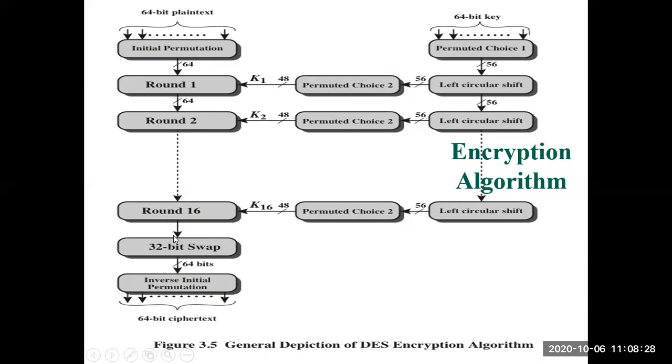Like this, it will continue for 16 rounds where we apply the 16th round key in the 16th round, and after that we do a final 32-bit swap. This wasn't done in SDES, but we are doing it here. Once we do a swap, we apply IP inverse, or inverse initial permutation, to get the 64-bit ciphertext. So everything is shown in the form of a simplified block diagram.